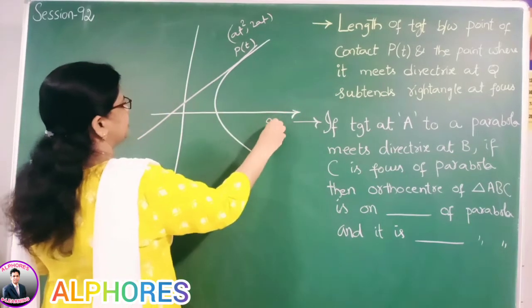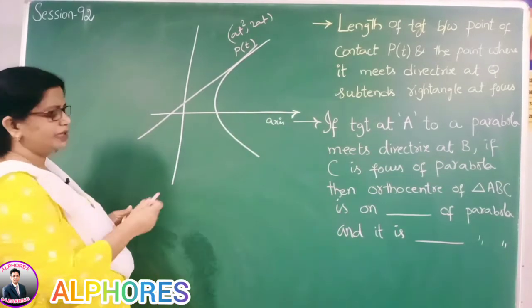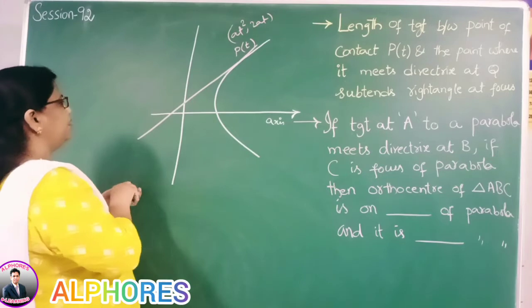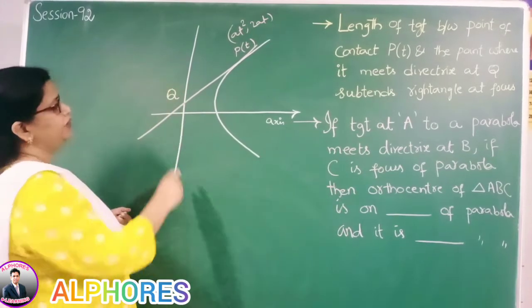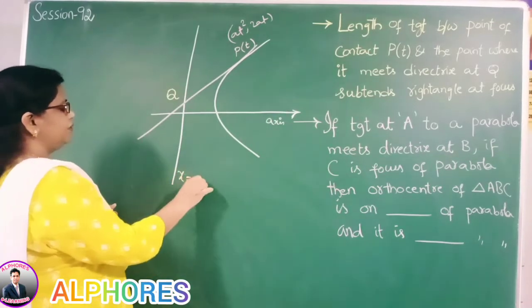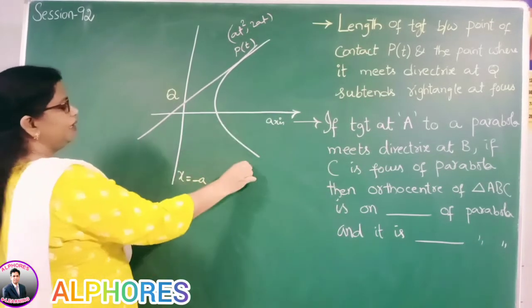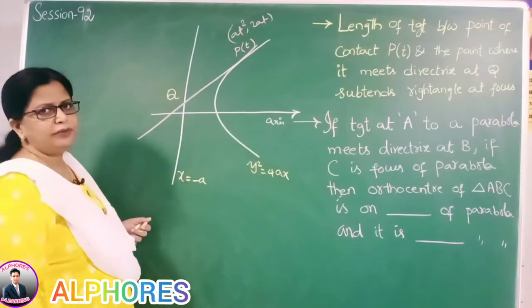Suppose this is the axis of the parabola, and this tangent is meeting the directrix at a point, which is Q. It is meeting at the point Q, and at present you don't know the coordinates of Q. And the equation of the directrix, for this parabola y square equal to 4ax, is nothing but x equal to minus a.